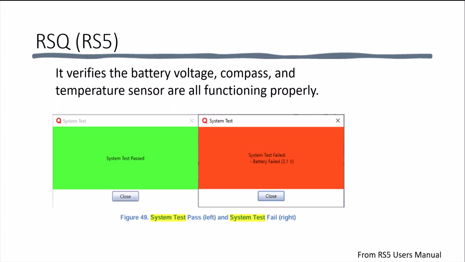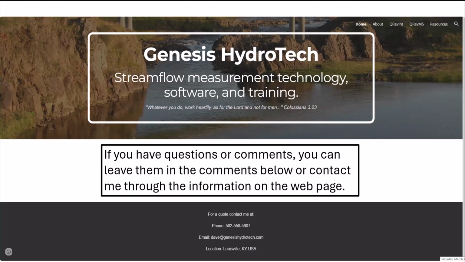In RSQ, the test is run from the Smart page. The system test verifies the battery voltage, compass, and temperature sensor are all functioning properly. Doing a system test doesn't take much time, but it proves the instrument was operating properly when you made the measurement.